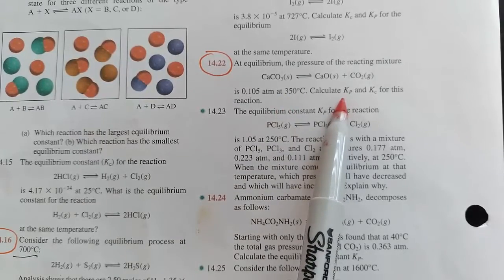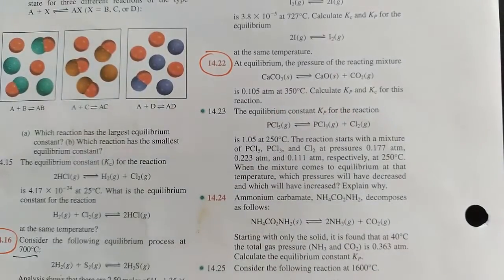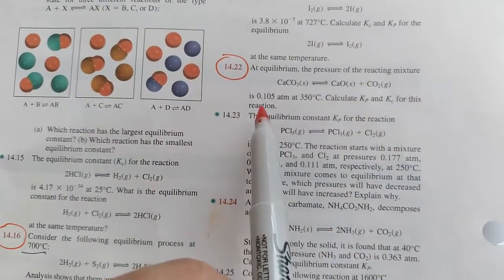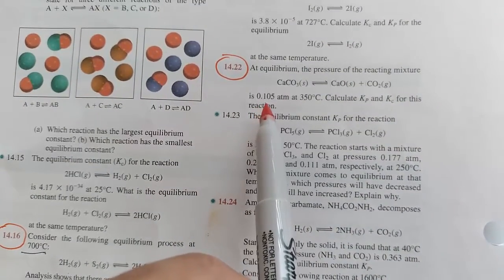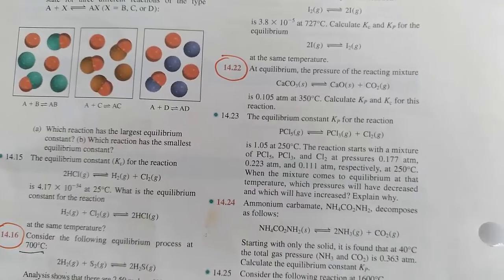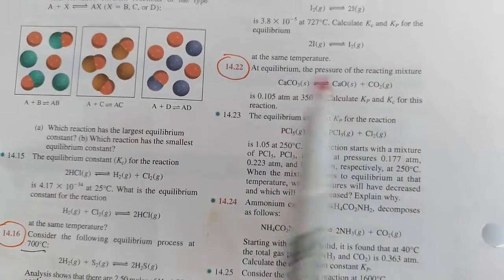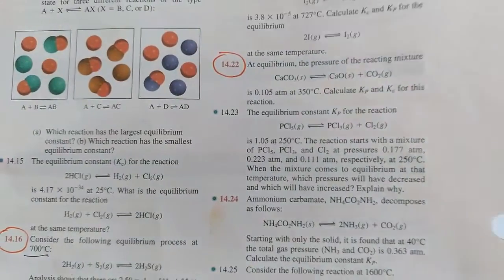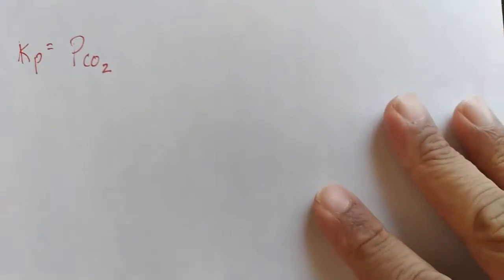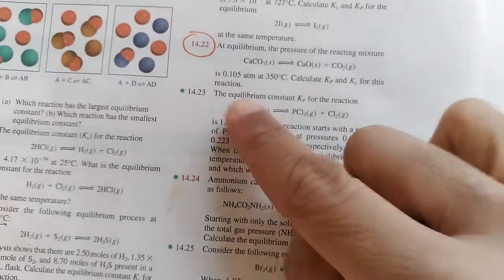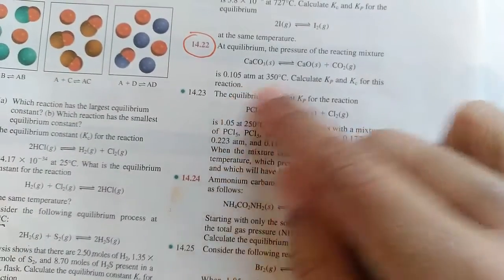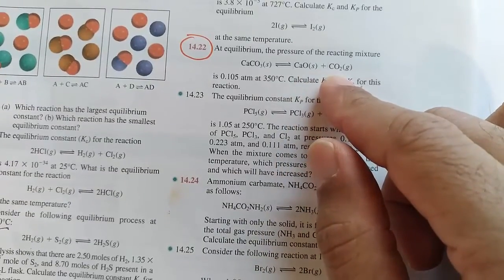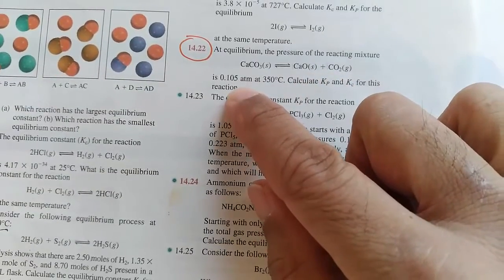So Kp here is going to be the pressure of CO2 gas. They tell us that the pressure here is 0.105 atmospheres. There's only one gas here, and that is CO2. So the pressure is going to be 0.105 atmospheres, which would be our Kp value. They should have said the pressure of CO2 is 0.105 atmospheres, but they didn't say that. There's only one gas and only one pressure, so that's going to be it.